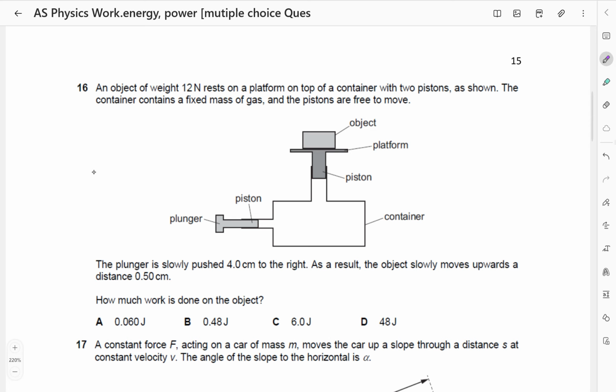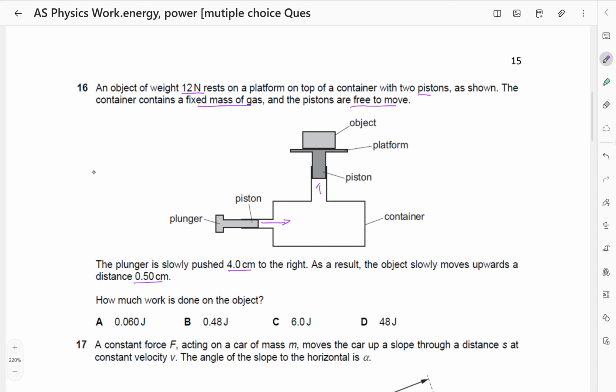An object of weight 12 newtons rests on a platform on top of a container with two pistons as shown. The container contains a fixed mass of gas and the pistons are free to move. The plunger is slowly pushed 4 centimeters to the right. As a result, the object slowly moves upwards a distance of 0.5 centimeters. How much work is done?